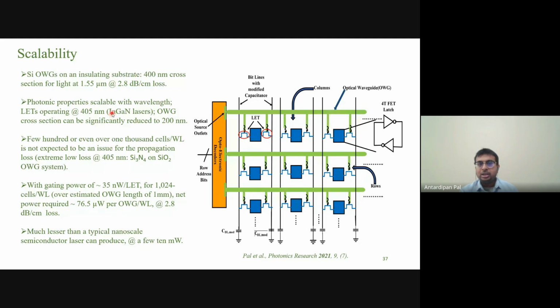Indium is there. This is group 3. Nitrogen is group 5. Again, these are like hybrid lasers.